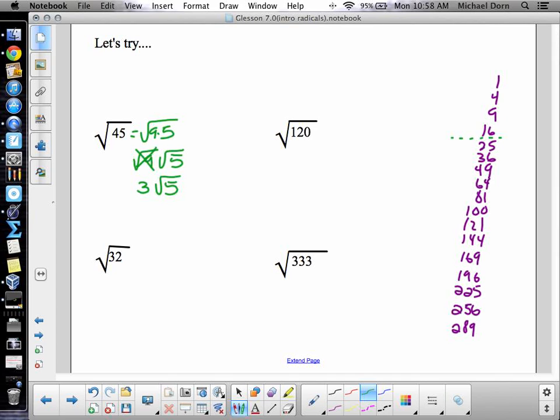Square root of 120. 120 is not on my perfect square list. It's so close. 121 is, but not quite. So I'm going to start with half of 120, which would be 60. 60 would be right about there, so we're going to work our way up from there. And see which of those goes into 120. 49, does that go evenly into 120? How about 36? No. 25? No, that's pretty easy. 16.